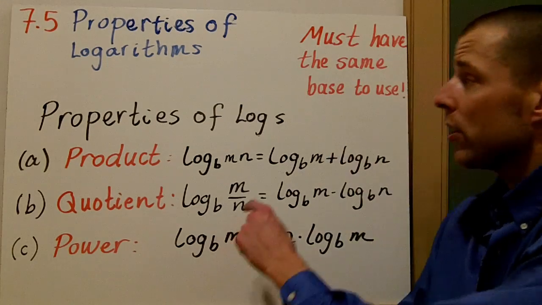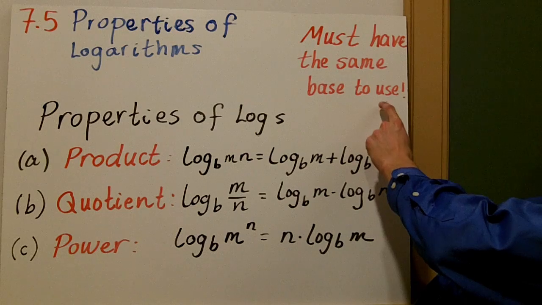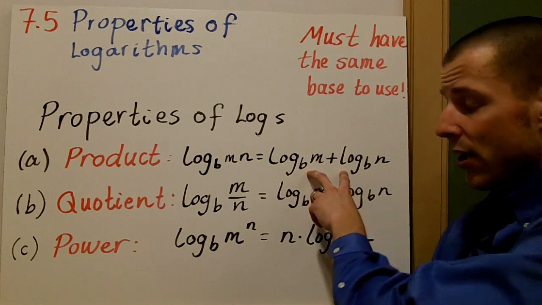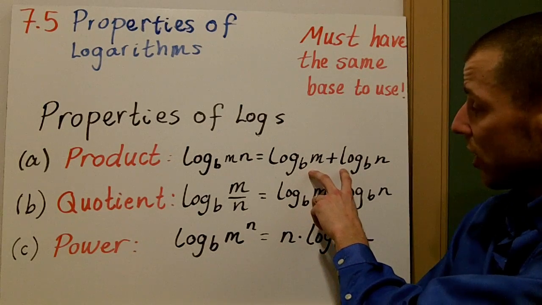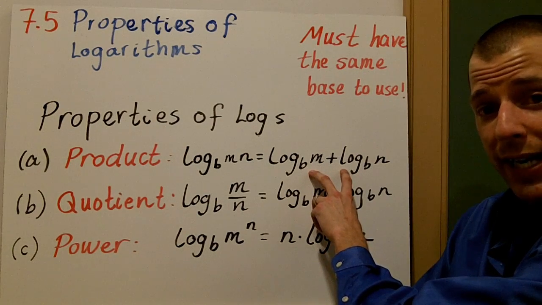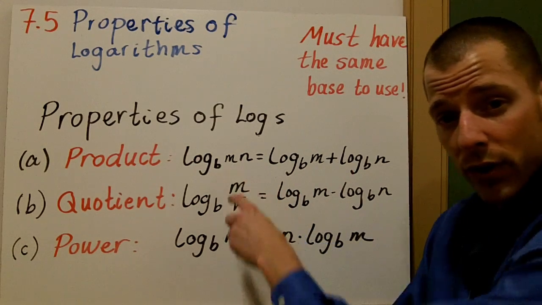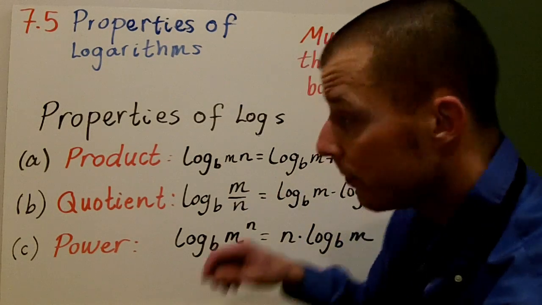The most important characteristic here is you must have the same base to use these. So let's say I give you an example here, where we're starting with two logarithms we're adding, they have to have the same base in order to write the equivalent logarithm. That's very key.